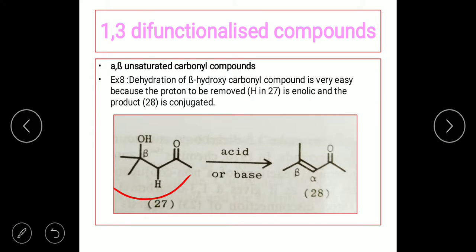Now here this can also be rearranged as an alpha beta unsaturated compound, because if you look at this hydrogen, it is the alpha hydrogen which is attached to the hydroxyketone group, which is highly acidic in nature. It can easily lose the proton.